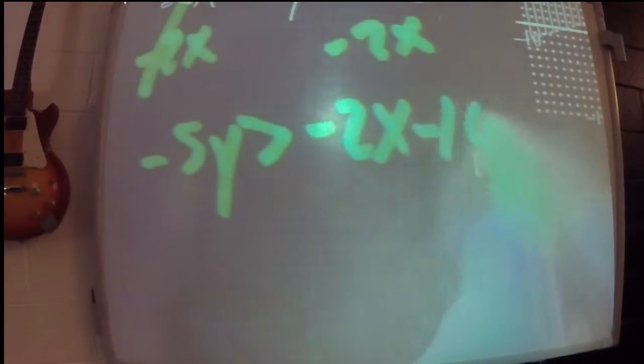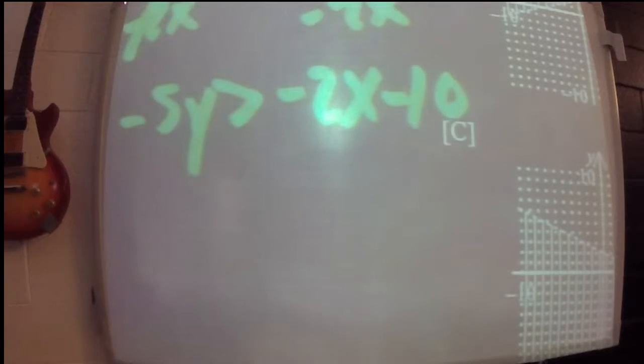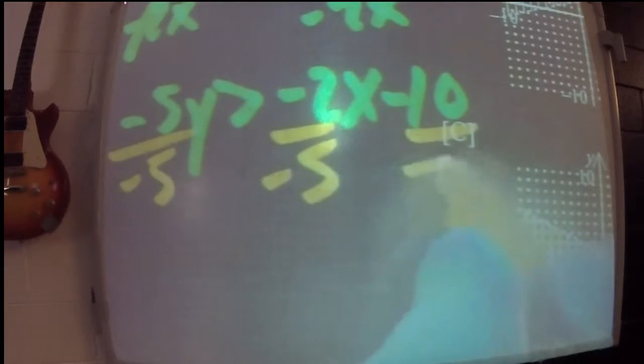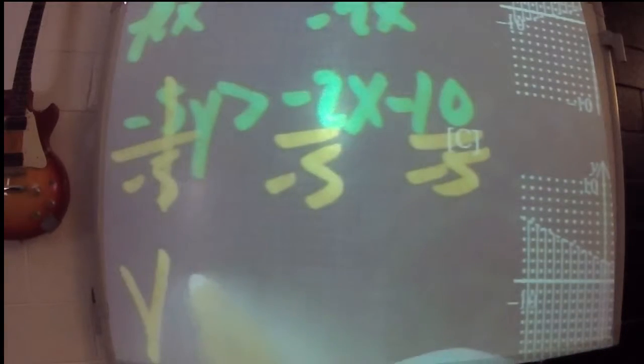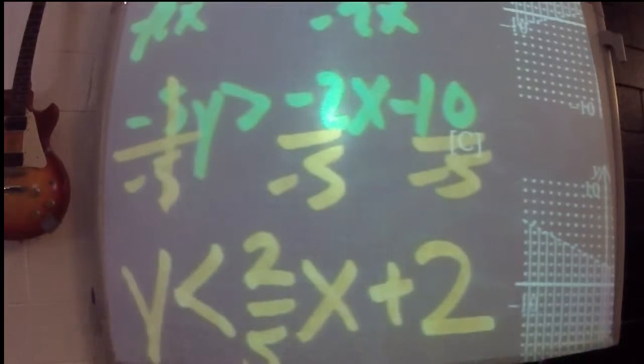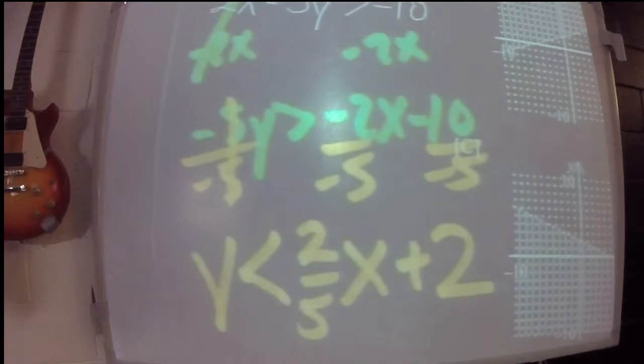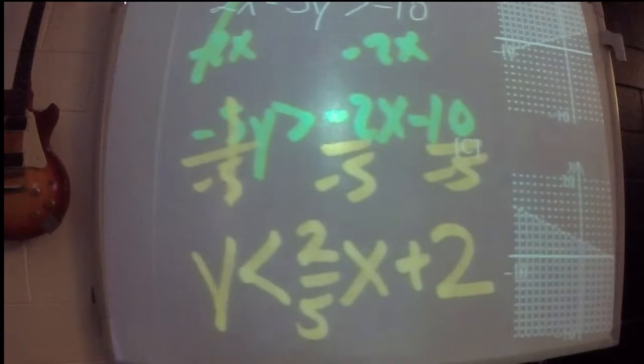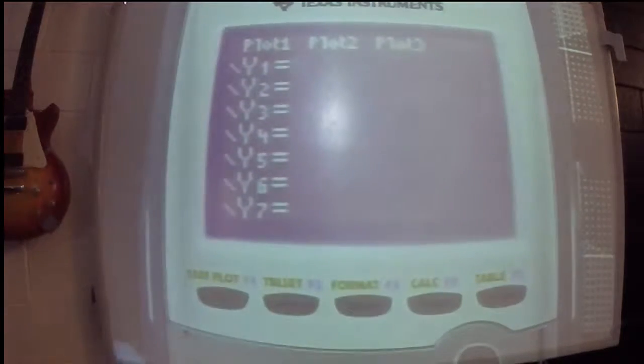So minus the 2x. Negative 5y is greater than negative 2x minus 10. And then when you divide by negative 5, you have to flip the sign. Y is less than 2/5 x plus 2. Okay, so put your 2/5 x plus 2 in.